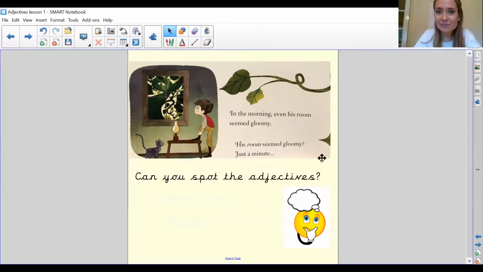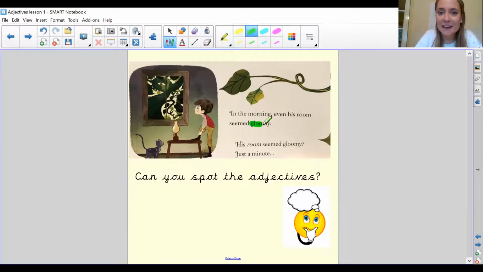Okay. Now I've got a little paragraph, a little sentence here from the story. See if you can spot the adjective. In the morning, even his room seemed gloomy. What's the adjective I've used there? That's right, it's gloomy. Well done, Year 1. I'm going to highlight it there, gloomy.